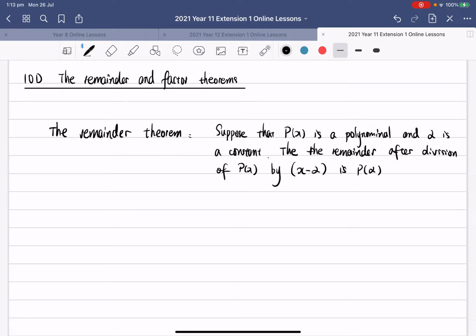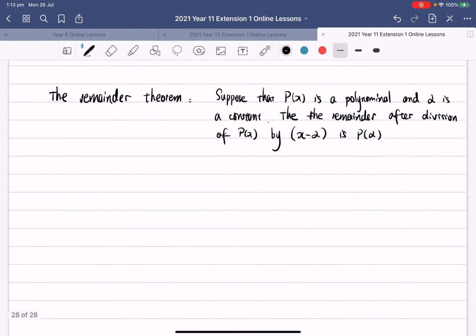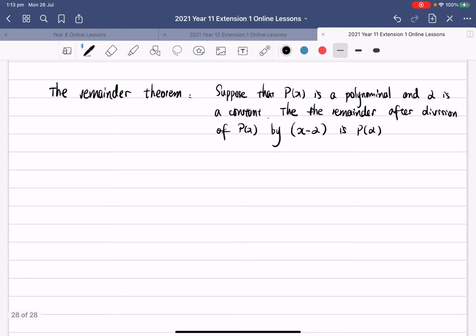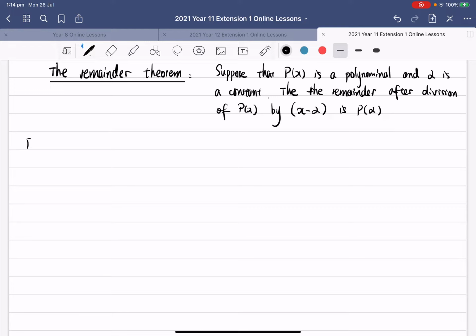Okay, so what does that really mean, and how do we actually prove it? I'm just going to start with a very simple example to show you what that means, and then I'm going to go through the actual proof. This is a very useful theorem, so we don't need to do a long division to find any remainder if we divide any polynomial by an x minus alpha term. I'll start with an example first, and then I'm going to show you how to prove this remainder theorem.